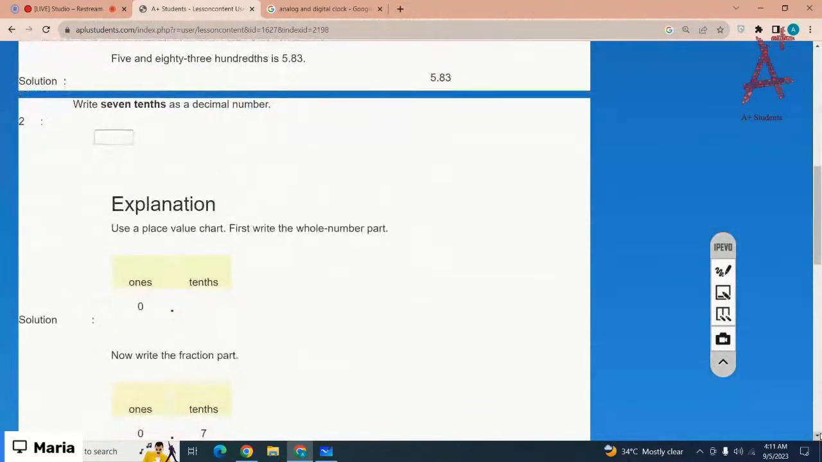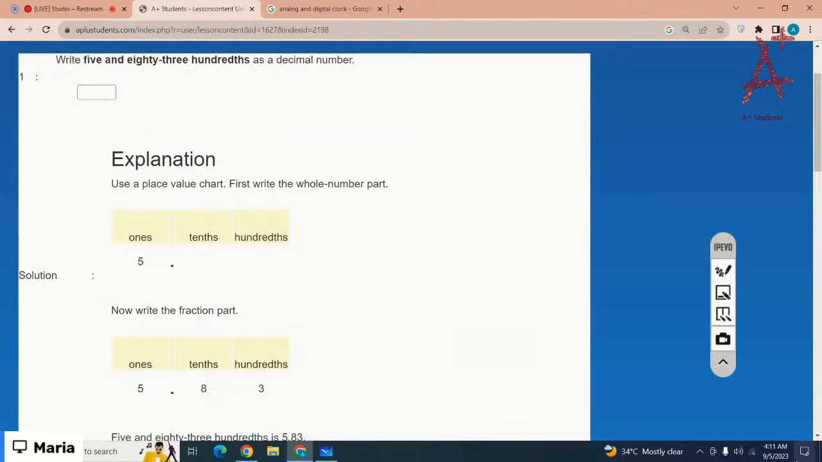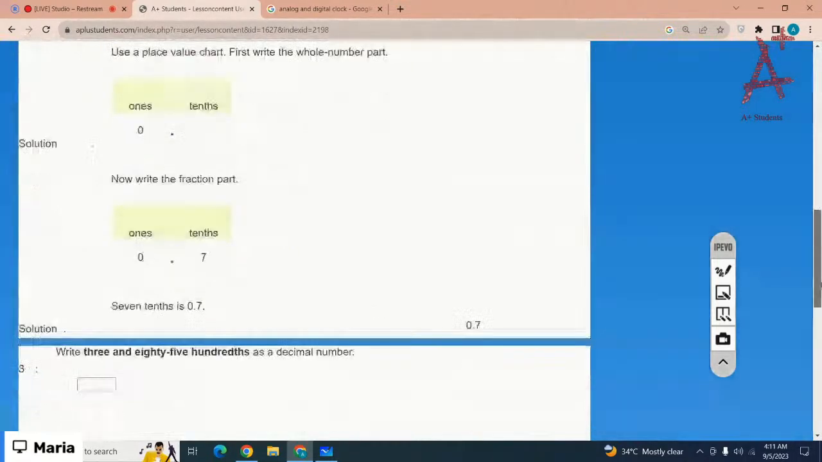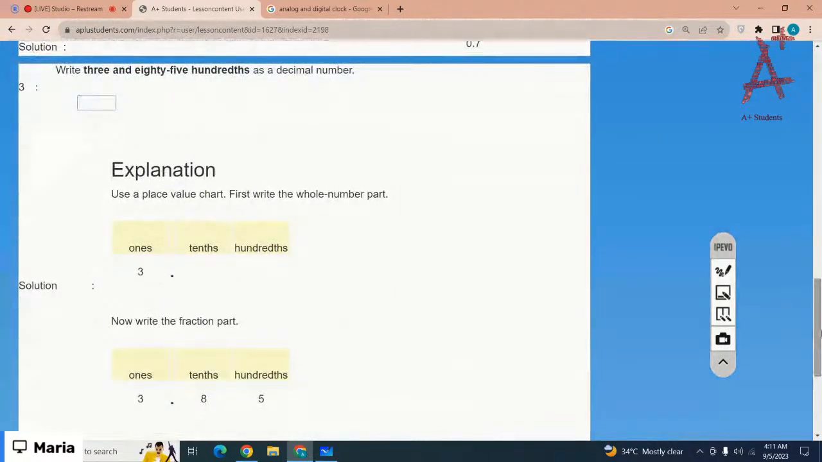Write 7/10 as a decimal number. 7/10 means 7 is at the tenths position, right? The tenths position is the very first one right after the decimal point, so it would be 0.7. So the correct option is 0.7.